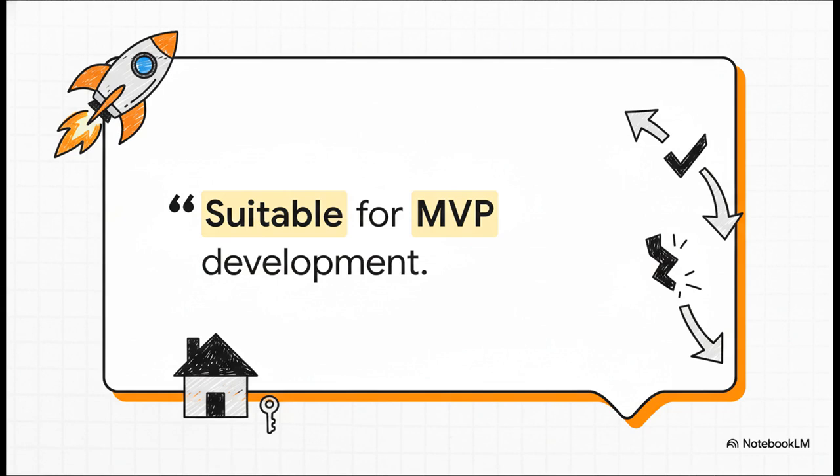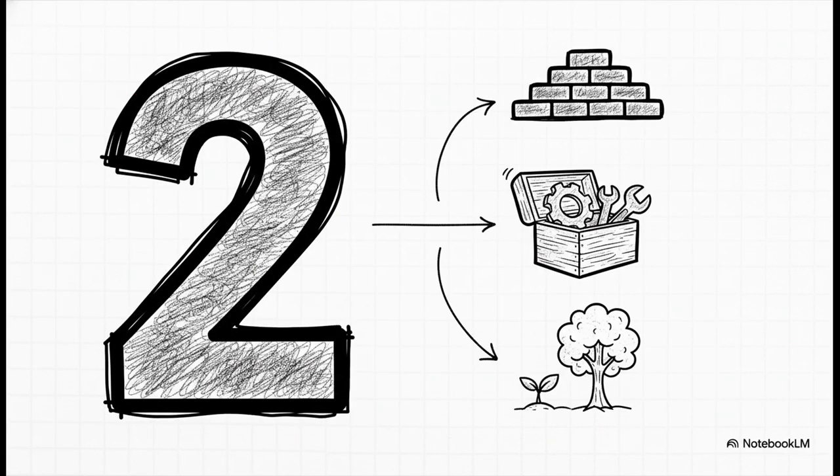Now, the trade-off is it might not be the best for scaling to a massive long-term platform, but for that crucial proof of concept stage, it's a fantastic choice. Okay, moving on to group number 2, the balanced all-arounders. Think of these as the solid, dependable options for when you're ready to build a serious, feature-packed platform that's actually designed to grow with your success.